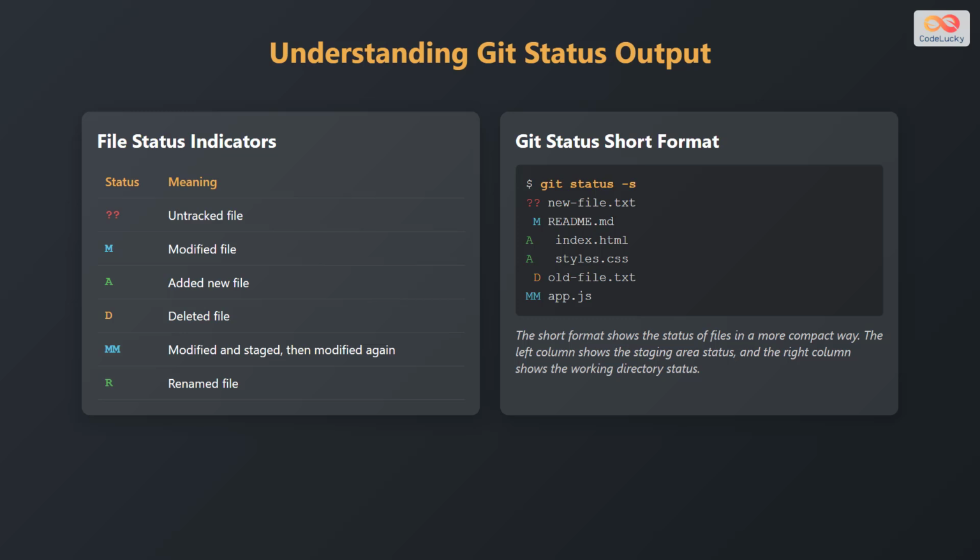The status code D indicates a deleted file, meaning the file has been deleted from the staging area. The status code "MM" indicates a modified and staged file that has been modified again after staging. The status code "R" indicates a renamed file. The short format of the git status command, git status -s, shows the status of files in a compact way, where the left column shows the staging area status and the right column shows the working directory status.